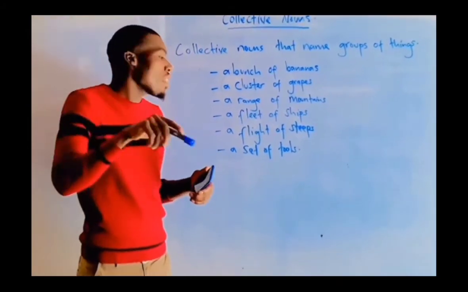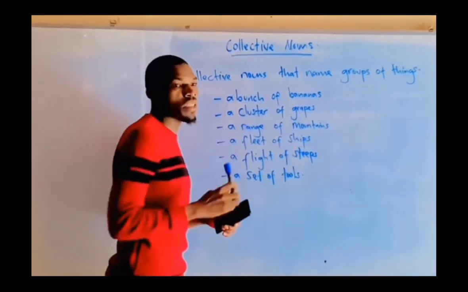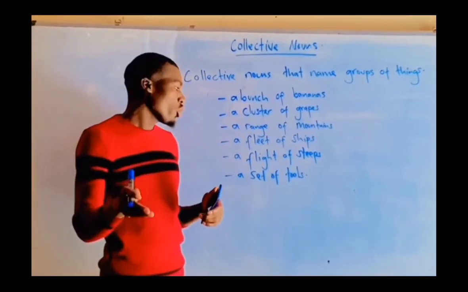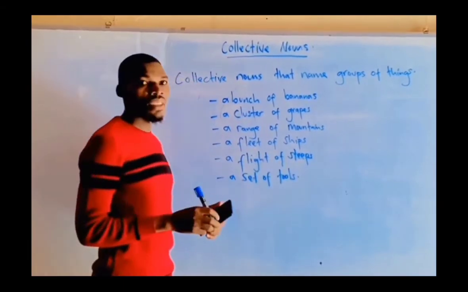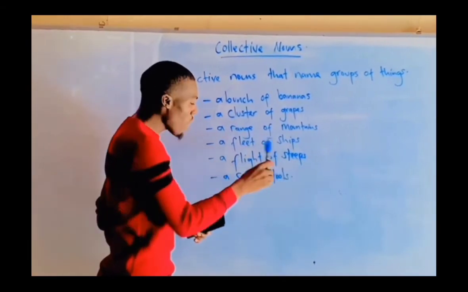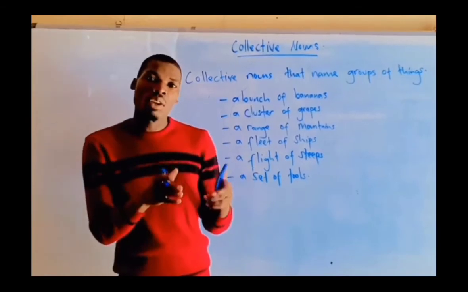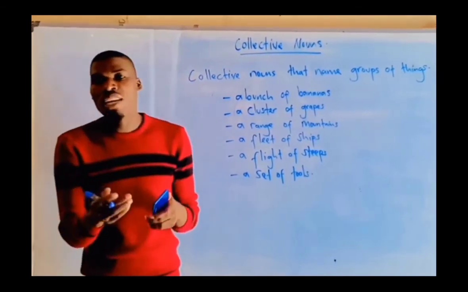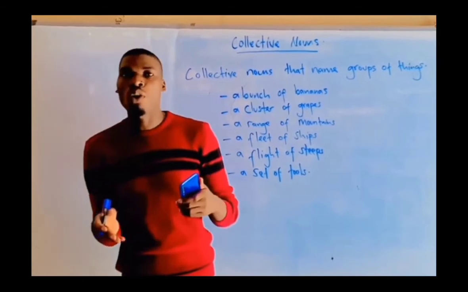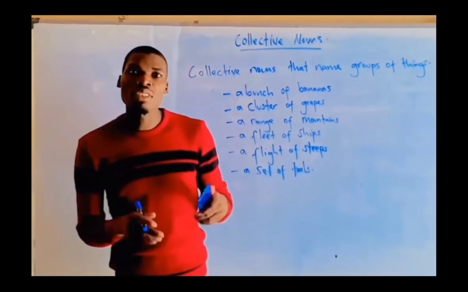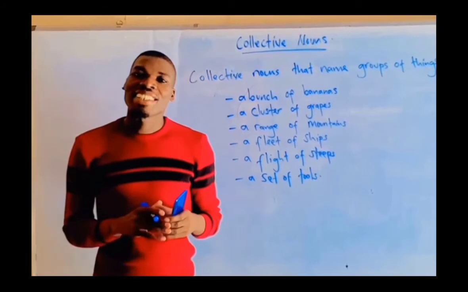Then ships. Ships, when there are many, we say a fleet of ships. A flight of steps. A set of tools. So those are some of the words that we can use to name groups of people, animals, and things.